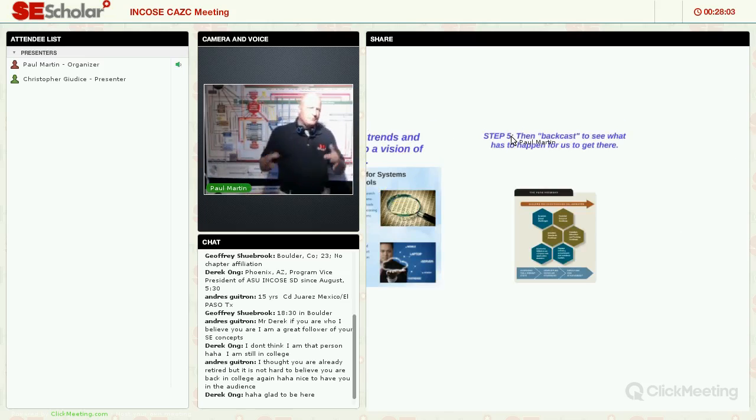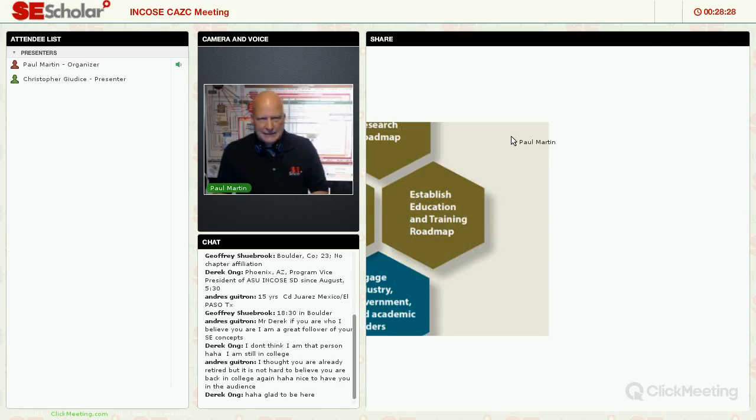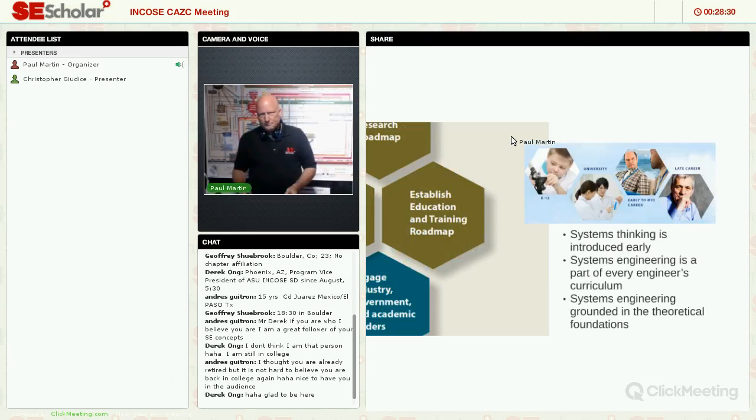What about step 5? How do we backcast to see what we need to take into account as we go forward? Well, one of the things Vision 2025 has is this push to the path to the future. And what it does is it looks at establishing an education and training roadmap. So basically what you look at there is you start introducing systems thinking early on in education, even as early as K through 12.